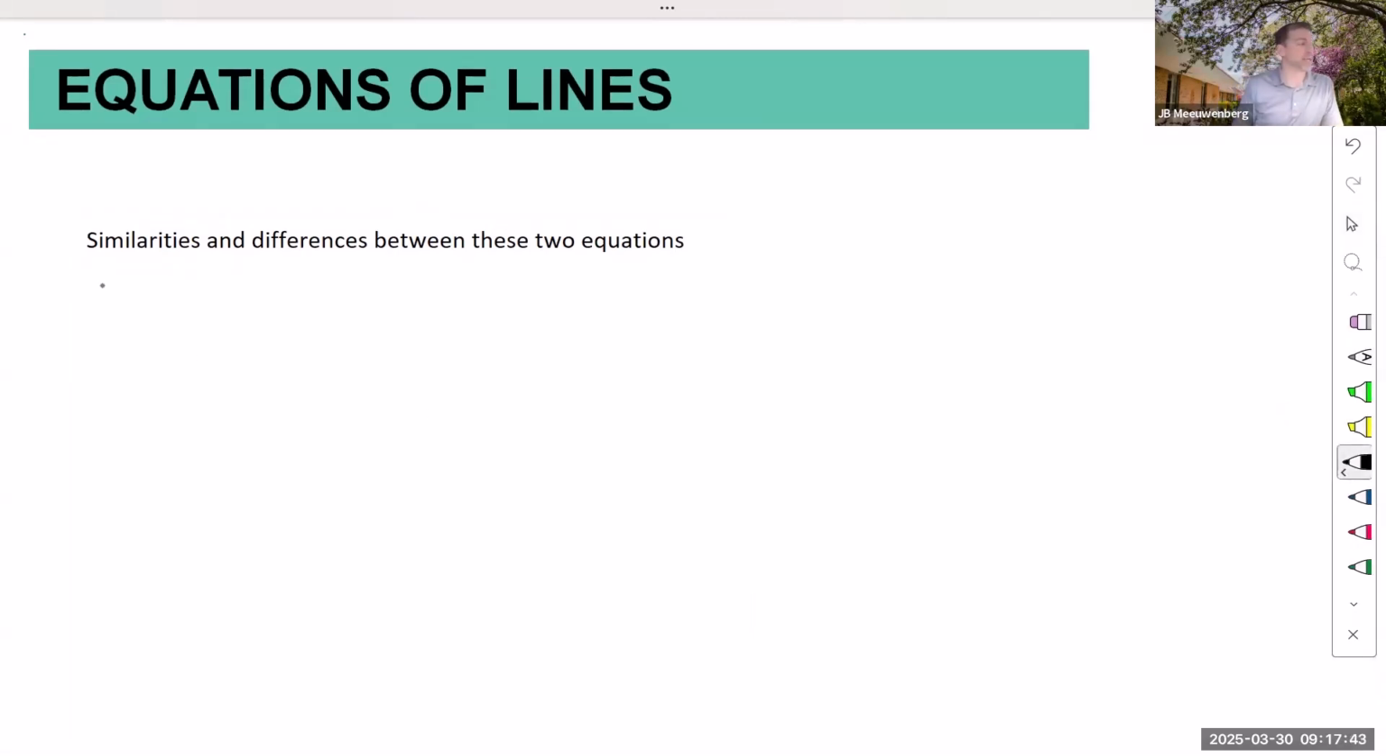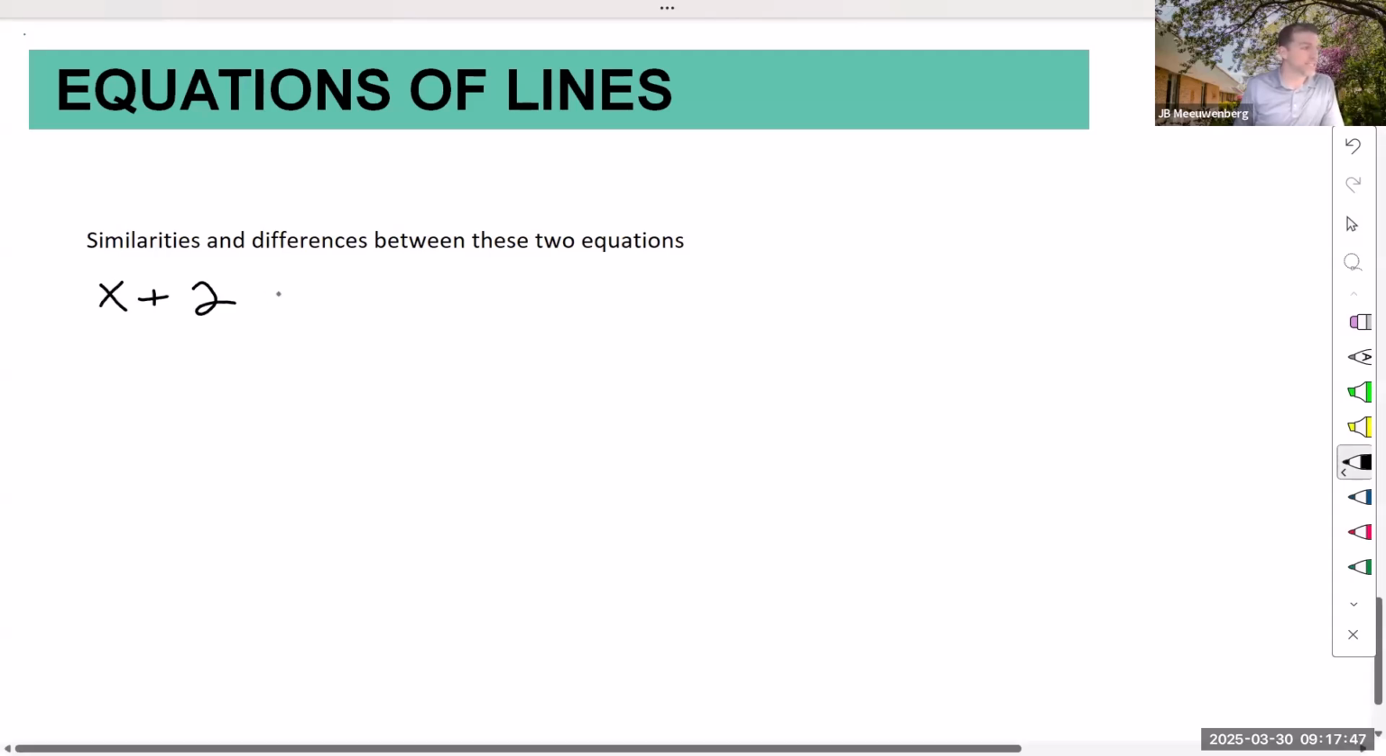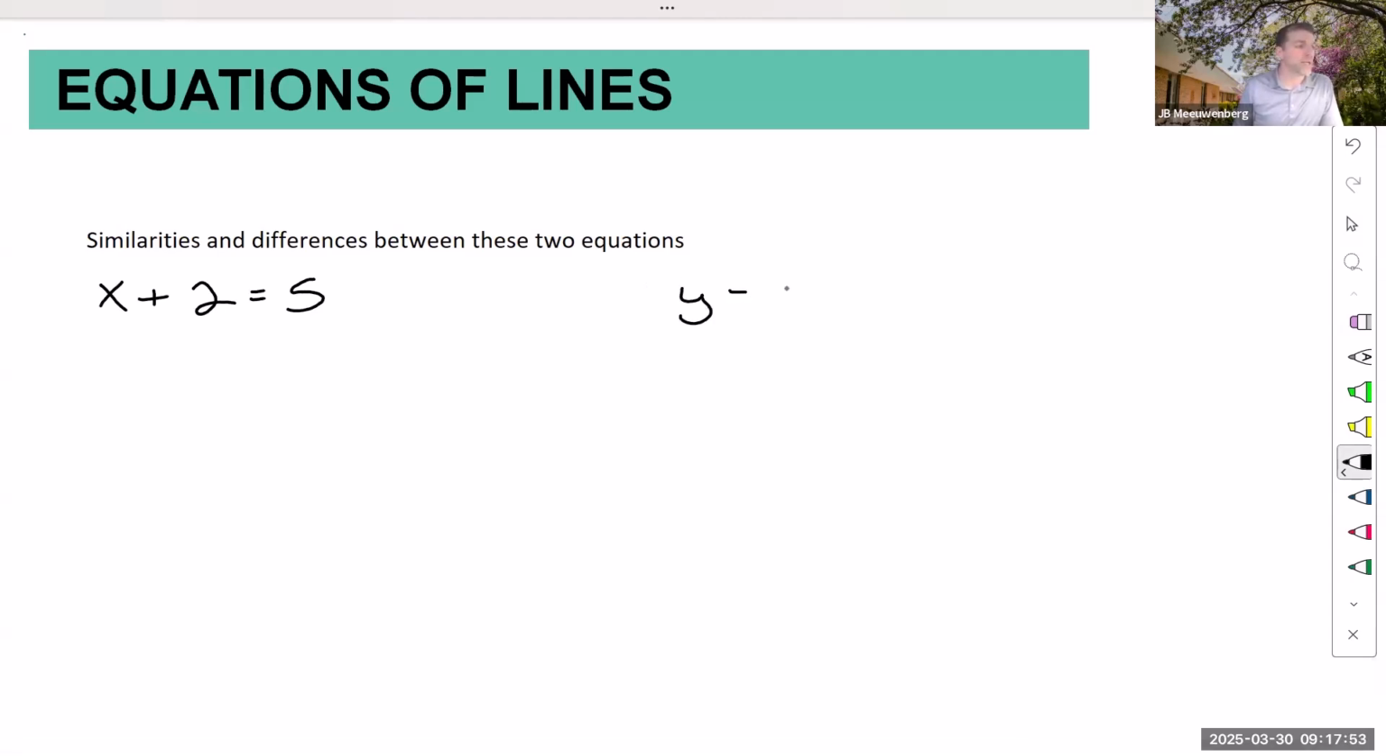The first one is x plus 2 is equal to 5. The second one is y equals 2x plus 1. So take a moment, examine those, and identify anything that those two equations either have in common or differences that they have.